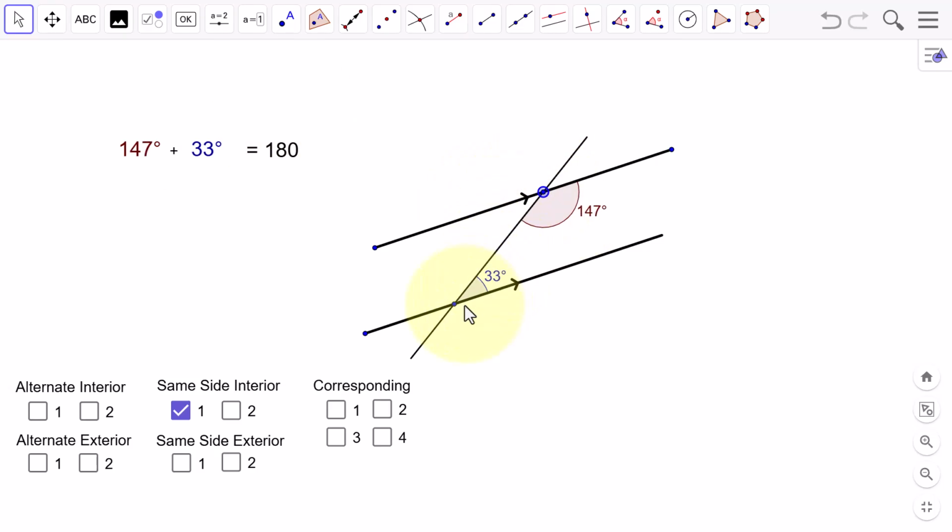So that is all I want us to learn in this applet. You can check others. You can see this one as well. You see the interiors. When you add them, it will give us 180 degrees. So you can do the same for the exterior. When you add them, it will give us 180 degrees. So just play around with this applet. Click on it and you will understand it better.